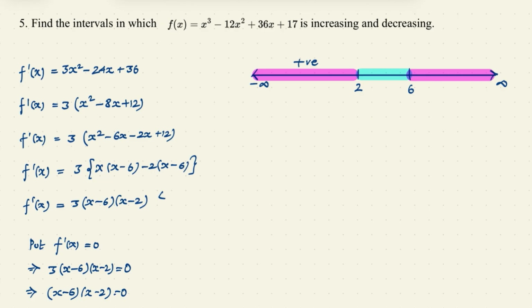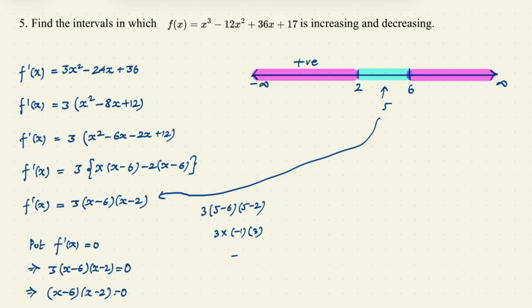Now, let us choose any point between 2 to 6 and let that point be, let us say, 5. Now, let us put 5 here in the value of f dash x, then we will have 3 into 5 minus 6, 5 minus 2, then it will be 3 into minus 1 into 3, and this will be equal to minus 9, which is less than 0. That means the value of f dash x will be negative. So, in this interval my f dash x is negative.